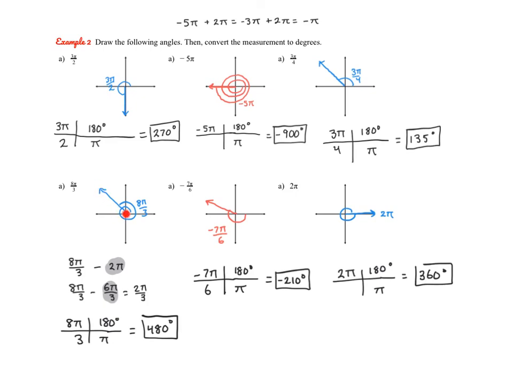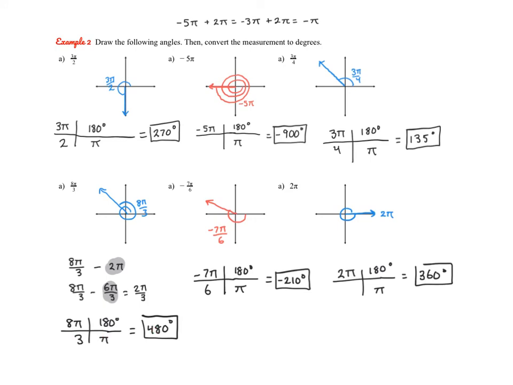Or we could count by thirds. Here's 1 pi over 3, 2 pi over 3, 3 pi over 3, 4, 5, 6, 7, 8. So it falls in quadrant 2, and it's a full rotation plus some. Here's my conversion, and this does convert to 480 degrees.